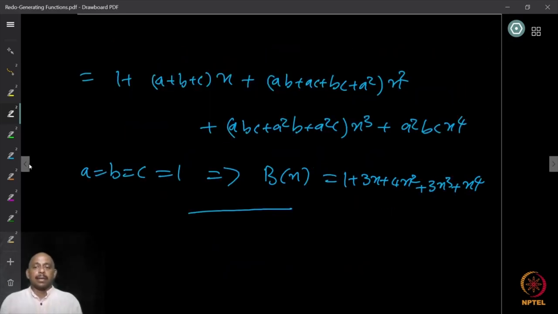So I get the coefficient of x raised to 2 as 4. Similarly, one can verify for other values. So this is another nice way to use generating functions.